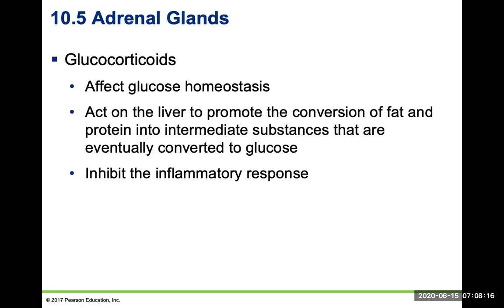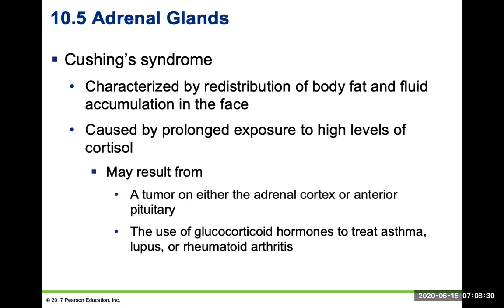Glucocorticoids affect glucose homeostasis. They act on the liver to promote the conversion of fat and protein into intermediate substances. They inhibit the inflammatory response. Cushing's syndrome is characterized by the redistribution of body fat and fluid accumulation in the face, and it's caused by prolonged exposure to high levels of cortisol. It could be from a tumor in a part of the brain that will cause higher levels of cortisol to be released, or the use of glucocorticoid hormones to treat asthma, lupus, or rheumatoid arthritis.